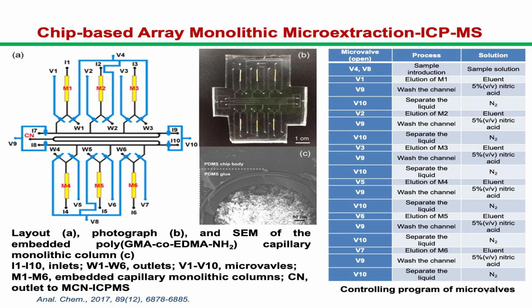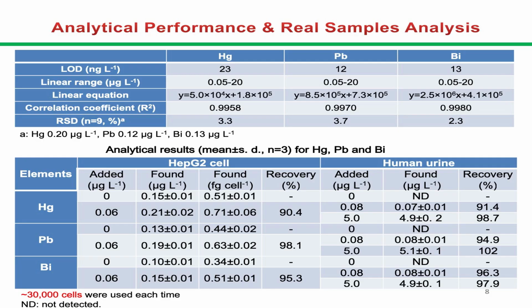And this is a typical control program for the microvalves. With this kind of system, we can get very good detection limits, from 12 to 23 nanogram per milliliter. We can also use the developed method for the analysis of trace mercury, lead, and bismuth in HepG2 cells and human urine.